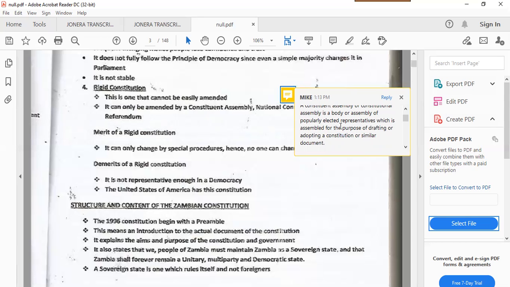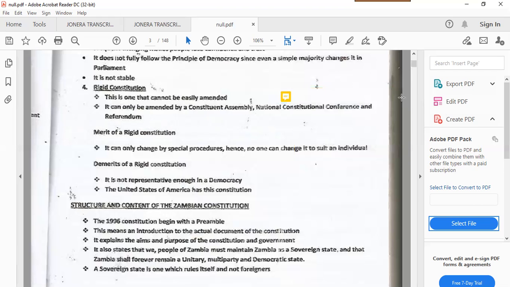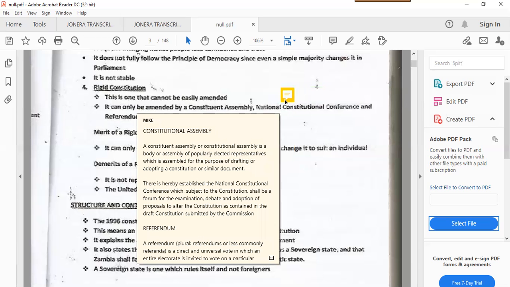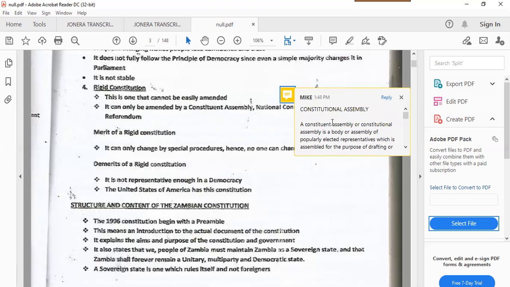What about a national constitutional conference? So this is way bigger, right? This is something that's way bigger.